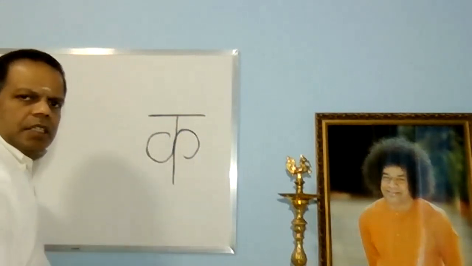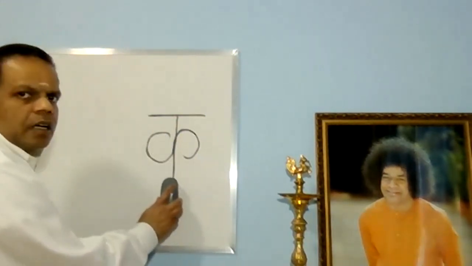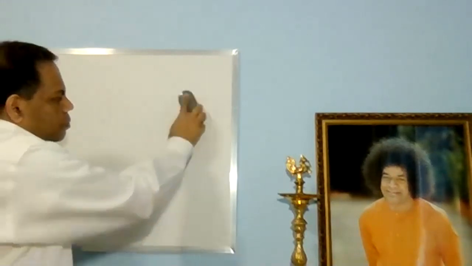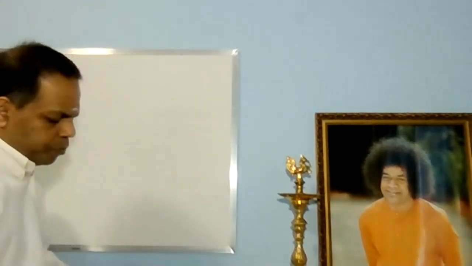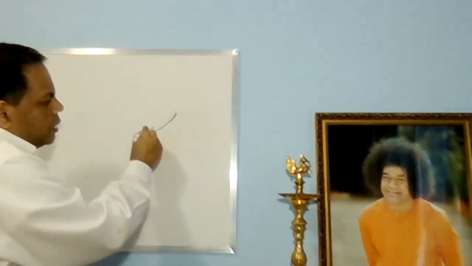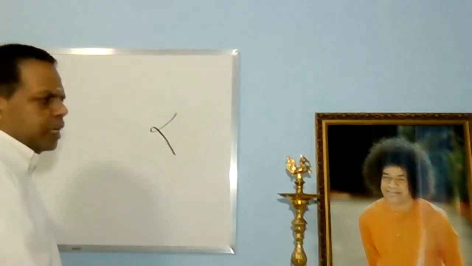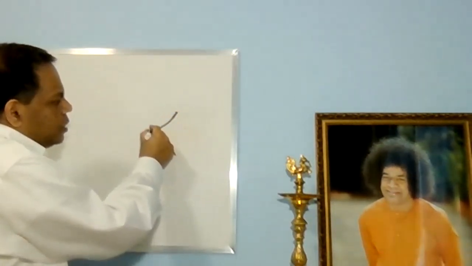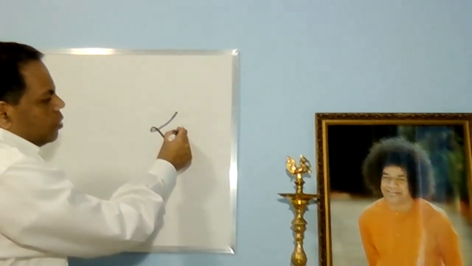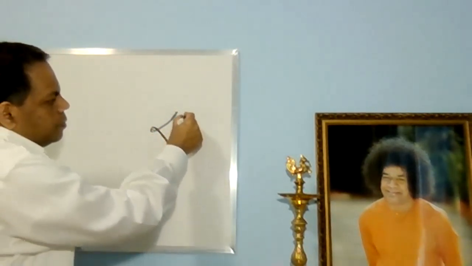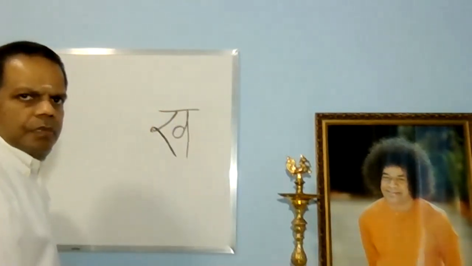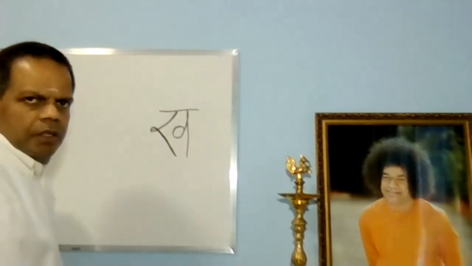Then write the second ka, kha. The second one is written like this. It is something like a triangular shape, I would say, a half triangle. Then you draw a circle here. This is kha, the second ka.